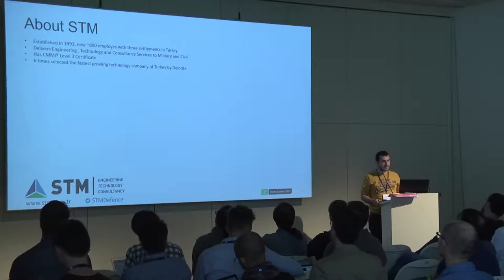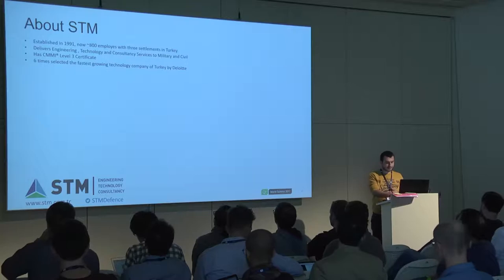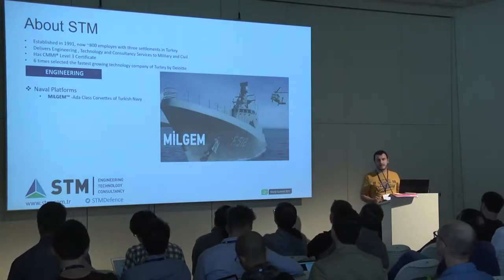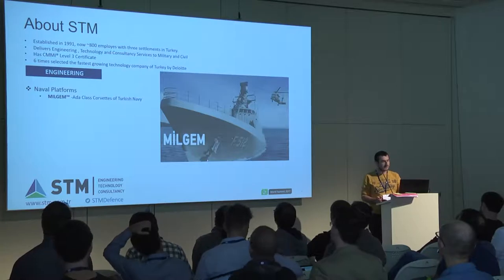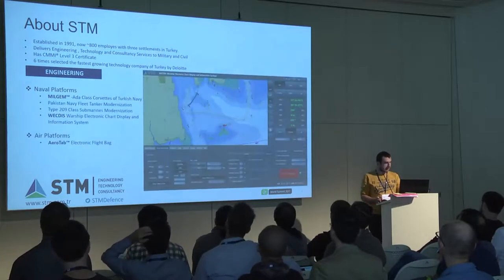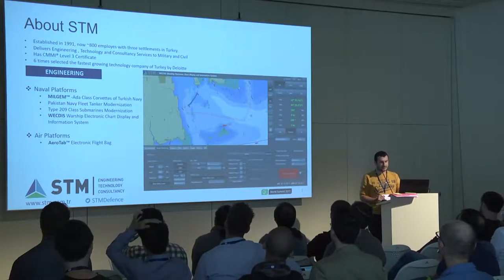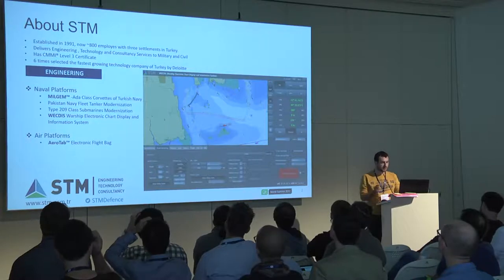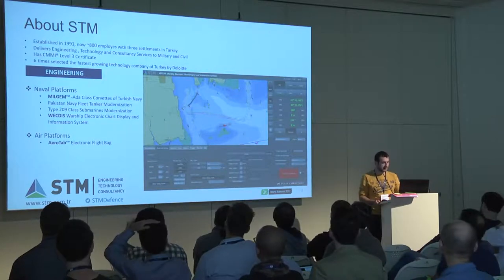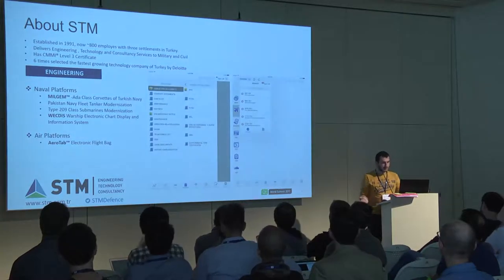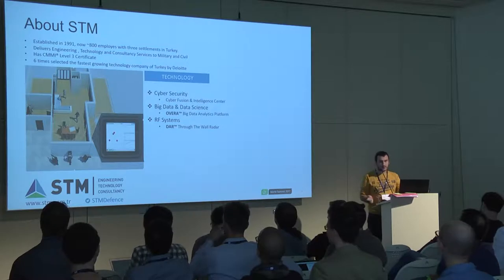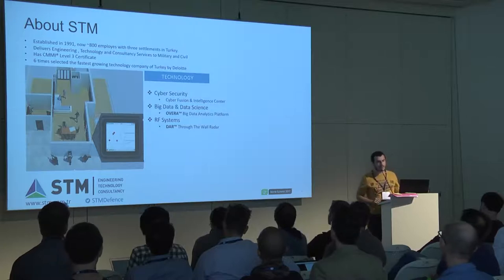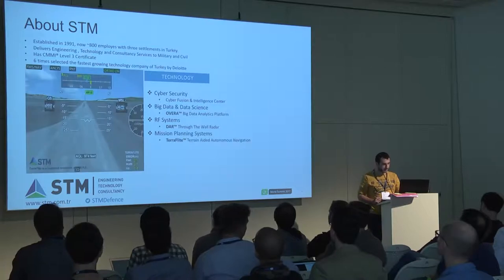Let me talk about my company. We have 26 years of experience in the industry, and mostly we are interested in air and naval platforms. This is our main product, which is the Corvette of the Turkish Navy, and we have Vectis, in which we make extensive use of Qt. Before starting this project, we also got training from KDAB about OpenGL. We have products for air platforms, both military and civil. Our company has three missions: engineering, technology, and consultancy.